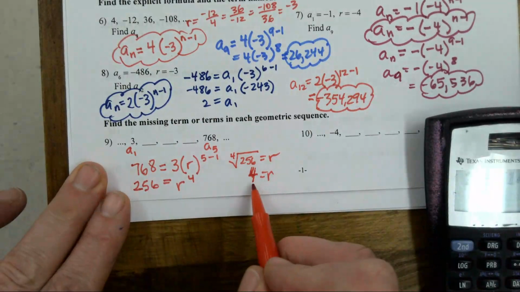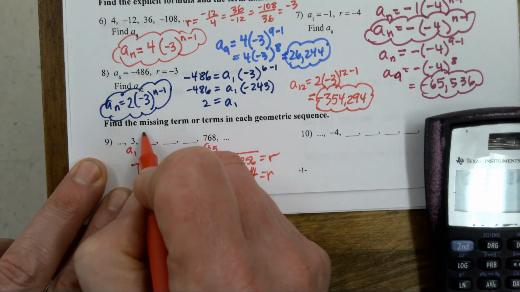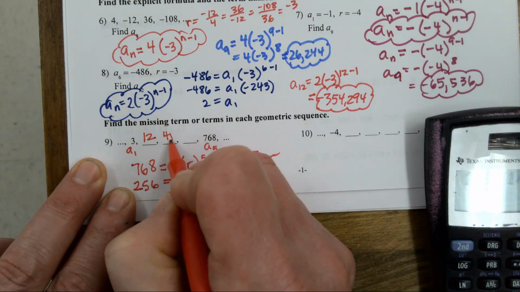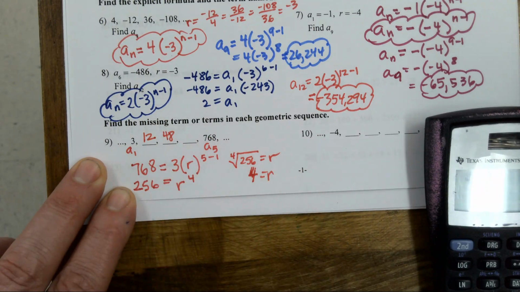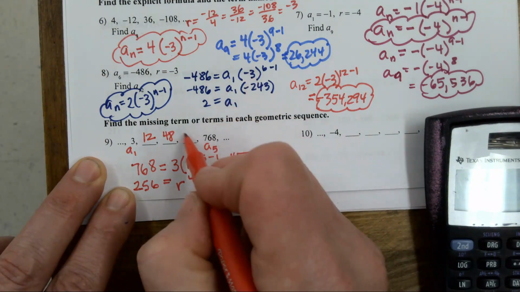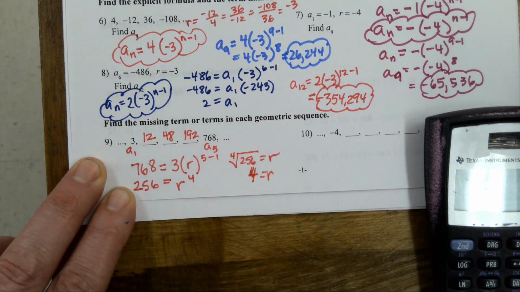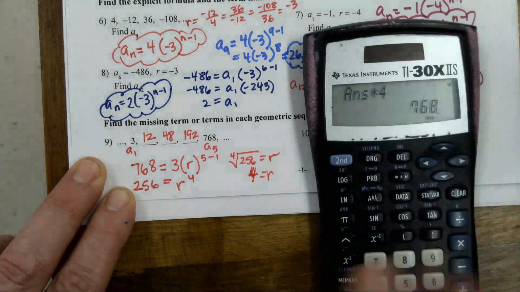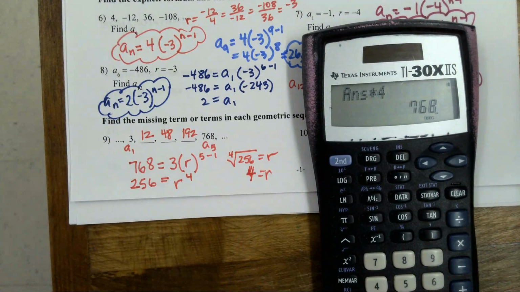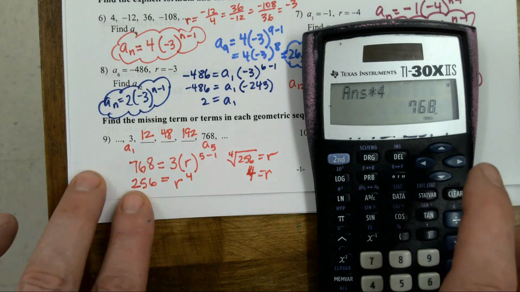So that means I'm going to multiply by 4. So times 4 is 12. Times 4 is 48. Times 4 is 192. And if I did this right, times 4, I should end up with 768, which I did. Okay? So our last one. Last one.